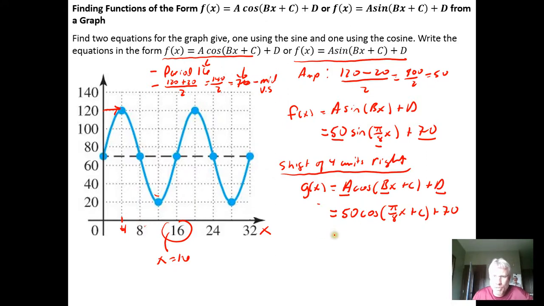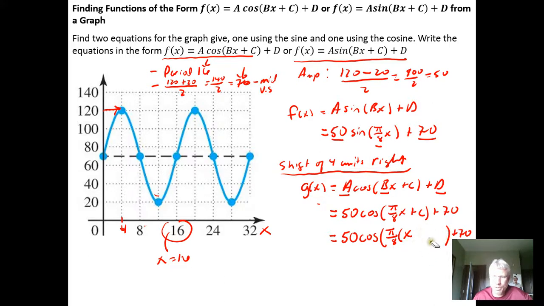And then again, just like before, we want to recognize that when we were graphing, what we did to find the horizontal shift is we went in here and we factored the coefficient off of the input variable x, so that we could determine what's being added or subtracted to x. And if we do that, this is going to wind up being c divided by pi over 8, plus 70. And this term here actually is going to be the horizontal shift.